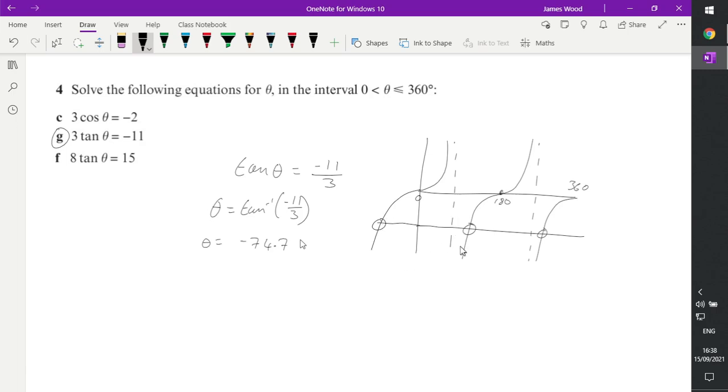So to find the next one, tan is actually really easy because the whole graph just repeats itself every 180 degrees. Because look, at 0, I get that shape, then at 180 I get that shape, and then at 360 I'll get that shape as well. So tan just repeats itself every 180. So all I need to do is just add on 180 to find the next solution, which gives me 105.3.